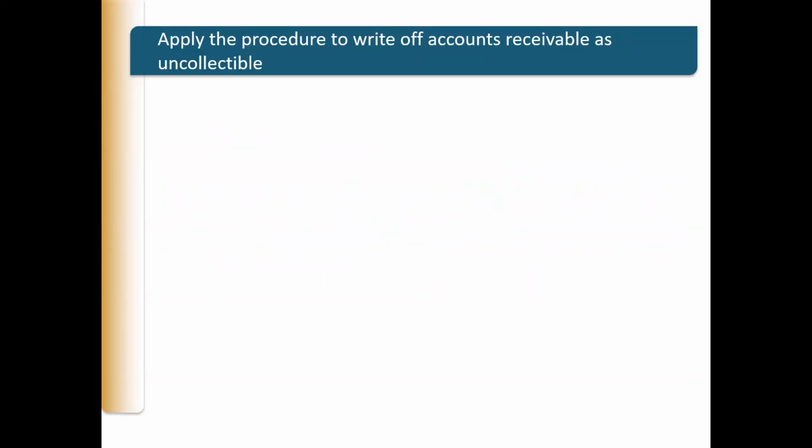Now, what we have done is we have created an estimate and we have also come up with the bad debt expense. So we match our expenses with the revenues they help to generate in the current period. And we come up with what we believe is a reasonable allowance for uncollectible accounts that adjusts our accounts receivable to be what we consider the net realizable value.